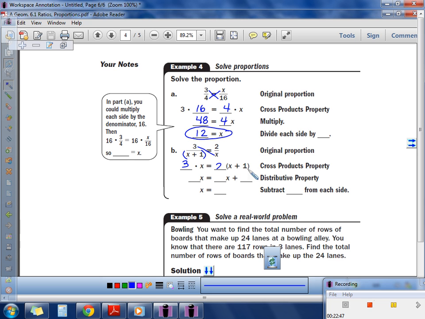The reason we do that is because we're supposed to remember, when we see a number outside parentheses, what do we do? We're going to distribute that inside. So 2 times x is 2x. 2 times 1 is 2. Now, how do we get these x's together? 1x's on the other side, so how do we move it? Subtract 2x, and I get 1x. And I'm just left with the 2 on the other side. There's our final answer.